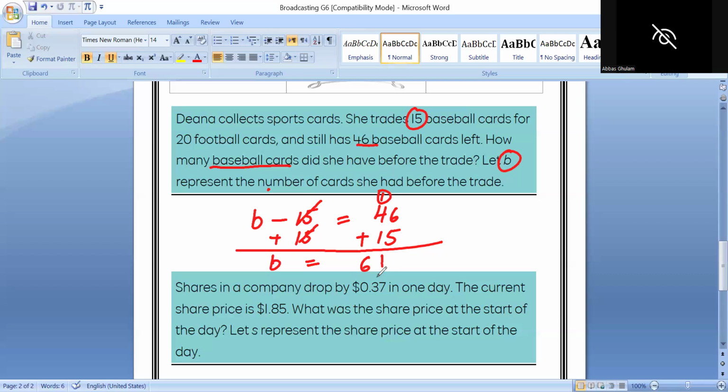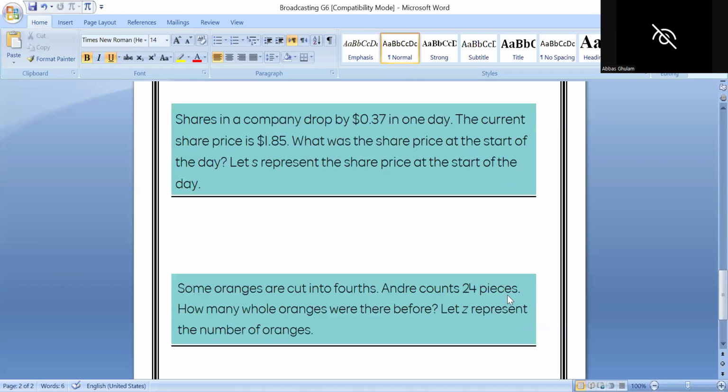So let's see someone else's example, maybe something different or new for us. In example number 3, shares in a company drop by 0.37. Shares are dropping. Dropping means basically when something is dropping from you, you are doing what? Subtract. In one day, the current shares in the company. How many are there right now?